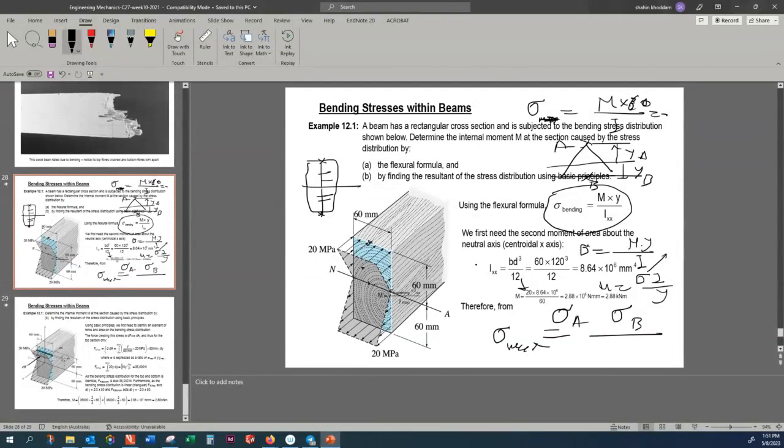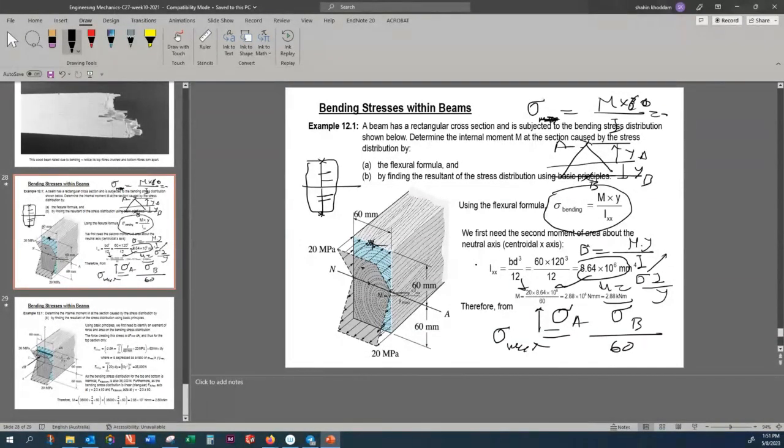And what about the I? We calculate this one here, and that number goes here. And what about the y? y is either at the top or bottom. y is 60, so I put 60 in the denominator. And then you find out that the bending moment which makes that one crack starting from here is 2.88 kilonewton meter.